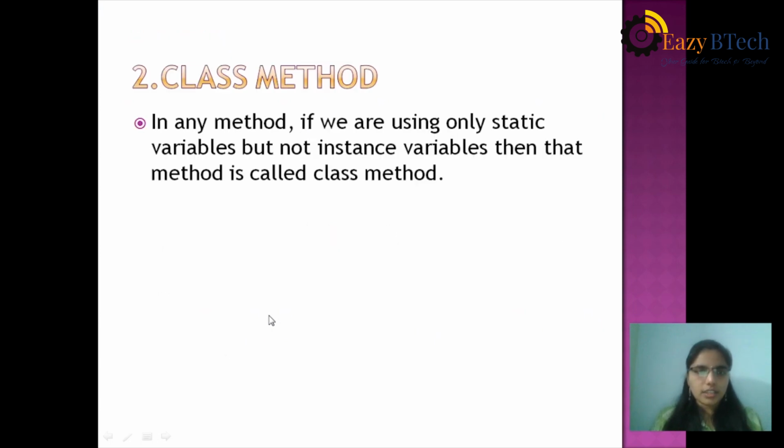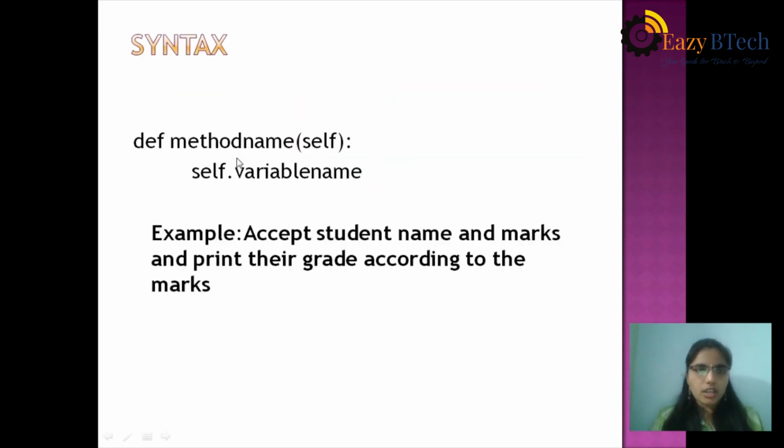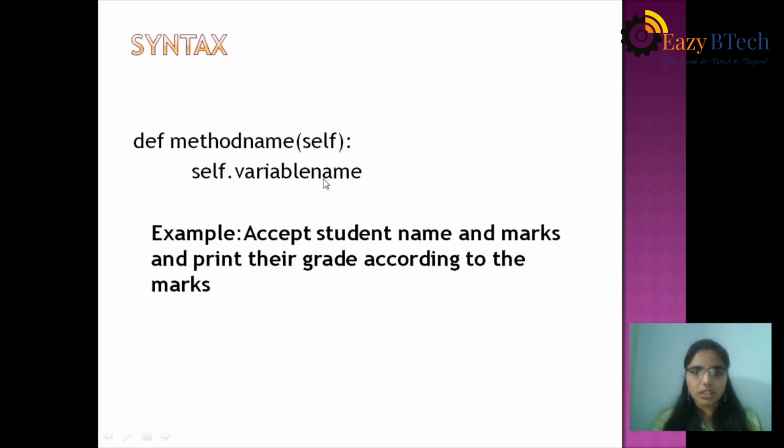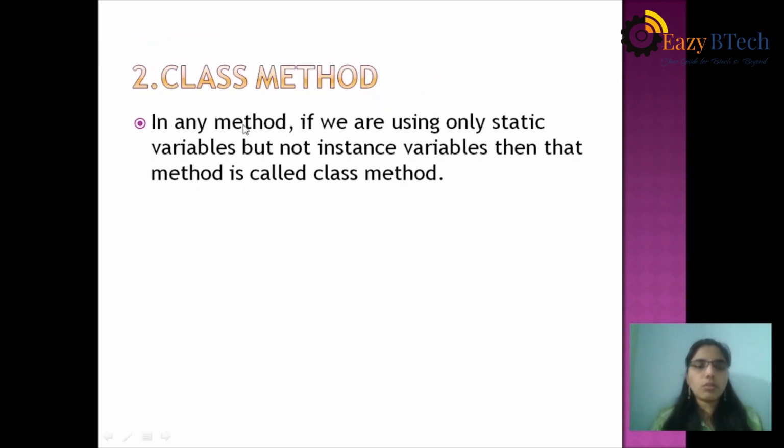Okay, let's see the next one. What is a class method? I already completed instance methods. If in any method we are using at least one instance variable, then that method is called an instance method. So, class method. What is a class method? In any method, if we are using only static variables but not instance variables, then that method is called a class method. What is a static variable? I already told you in a previous session.